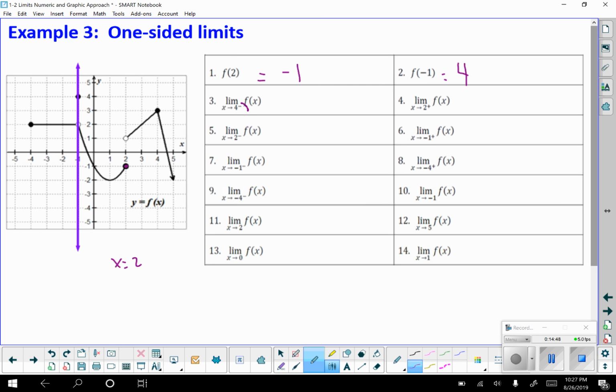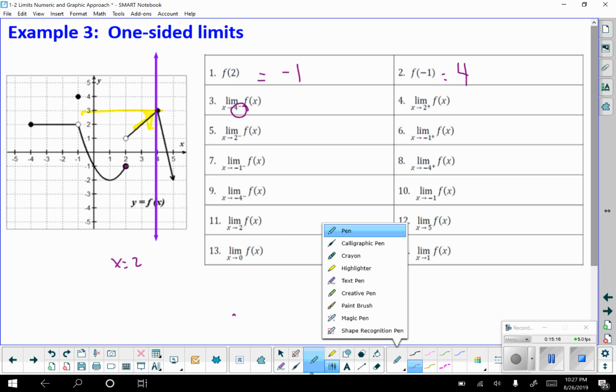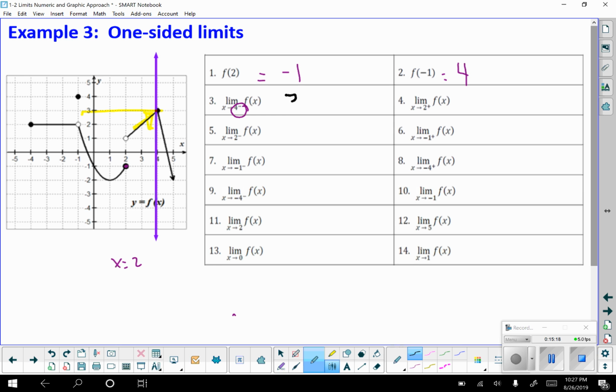F of 4 from the left. I know it's from the left because I see that superscript of a negative. So now I'm going to move my purple line over to 4. And I keep in mind that I'm coming in from the left side of this, so I'm approaching 4 from the left side. What height did I turn out to be? Well, that height looks like it is 3, so the appropriate answer is 3.